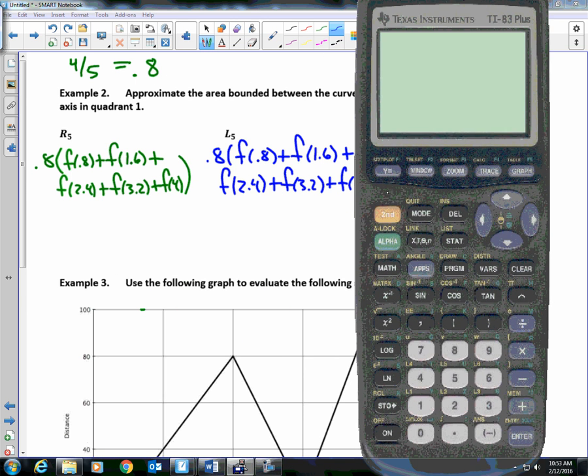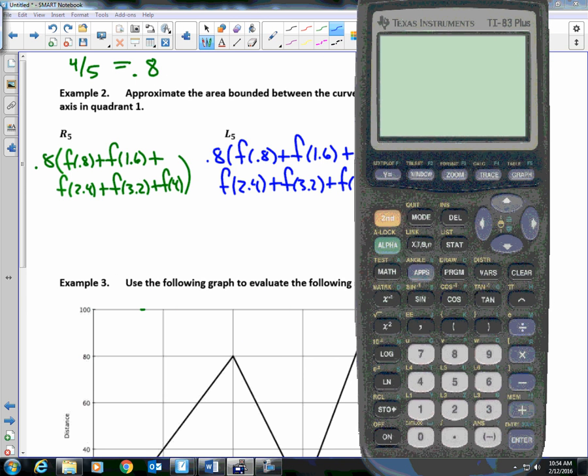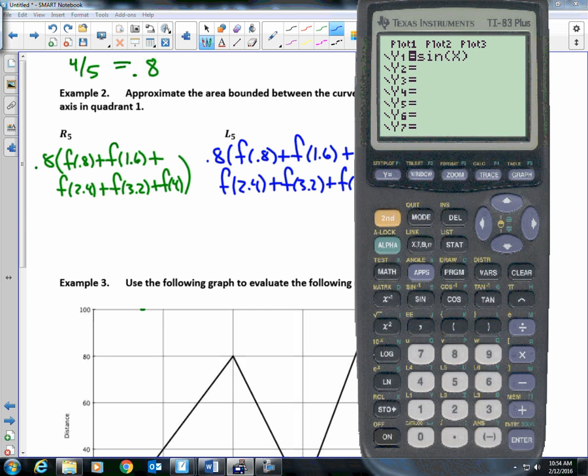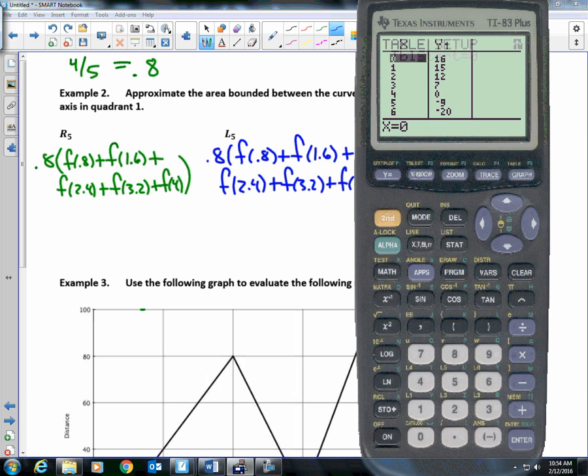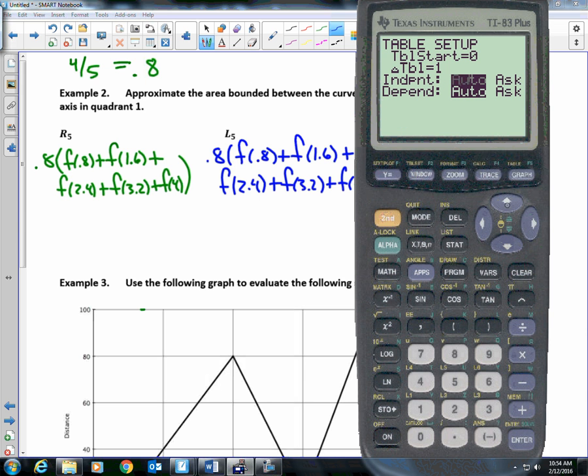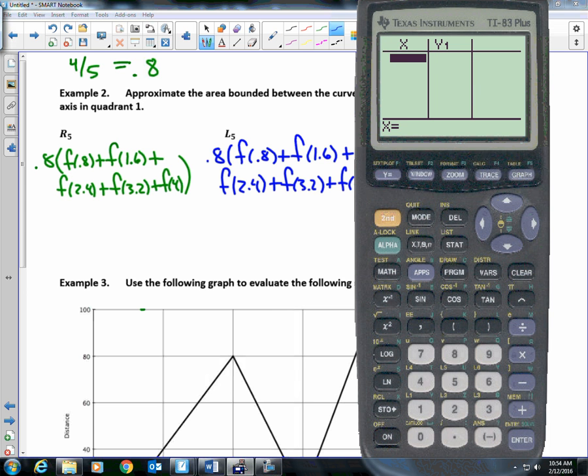For this problem, I would choose to go to my table. Anybody use their table for their worksheet yesterday? Okay, so let's use our calculator for that purpose. Y equals, I type in negative x squared plus 16. And I'm going to go to my table, and I need to change it to ask. My calculator resets all the time. So in the table, I'm going to type in all these values: 0, 0.8, 1.6, 2.4, 3.2, 4.